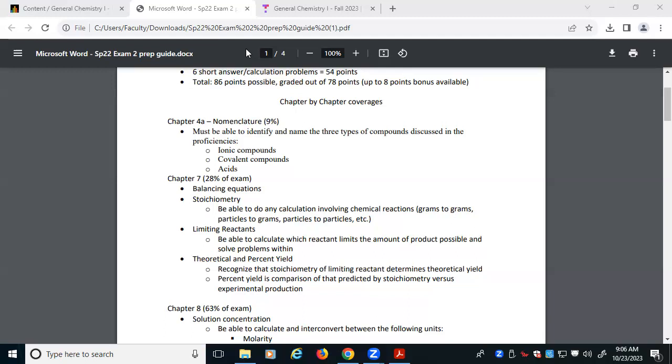Out of module 4, which is about 1/4 of the exam, we're talking about balancing equations. We're talking about stoichiometry and limiting reactants. We're talking about yield. So be familiar with those 3 concepts, know how to do those calculations, and know how to do any kind of unit conversion problem that is related to stoichiometry. And that includes titrations and solution stoichiometry out of module 5, which is chapter 8 here.